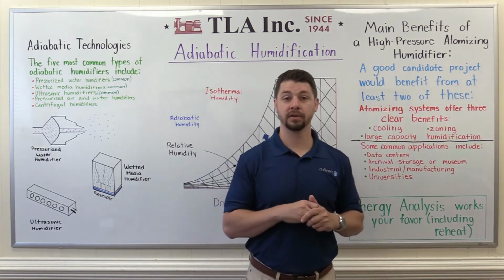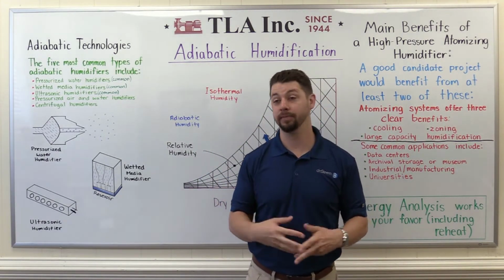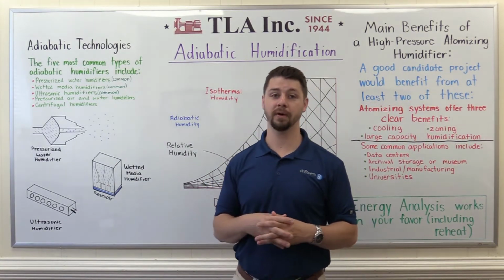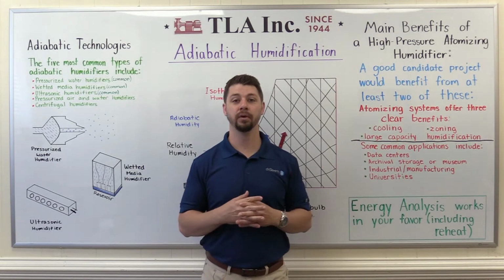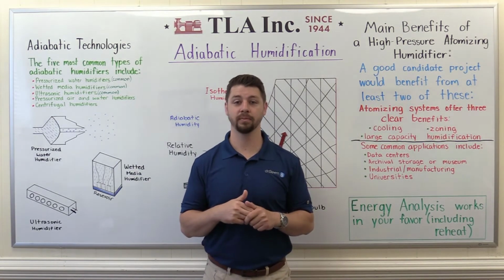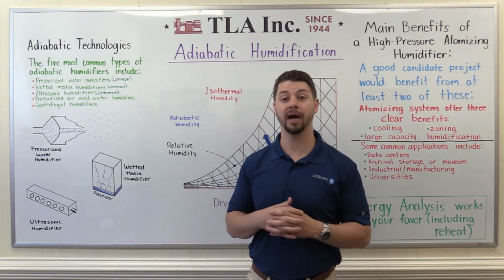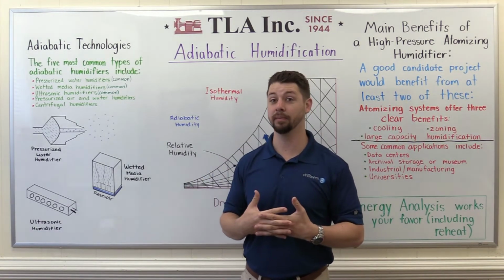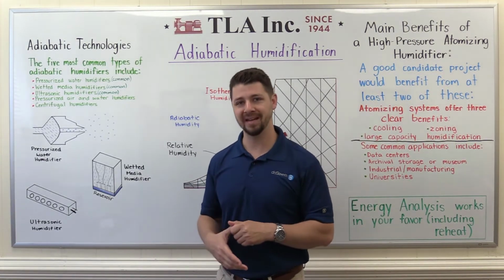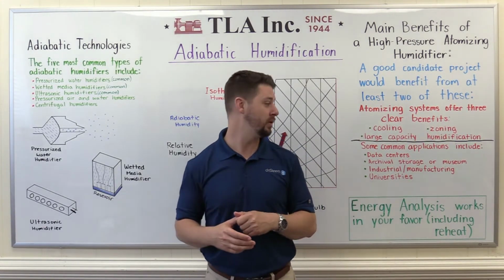Also, like I talked about, large capacity humidification. You need 5,000 pounds an hour worth of humidification on a 10 horsepower pump. That can pretty much do it. But you need 2 out of 3 of these to really make sense, because at the end of the day, if you're doing a high pressure atomization system on 100 pounds per hour, is it worth the investment in the piping, the complexity, the maintenance of these systems?